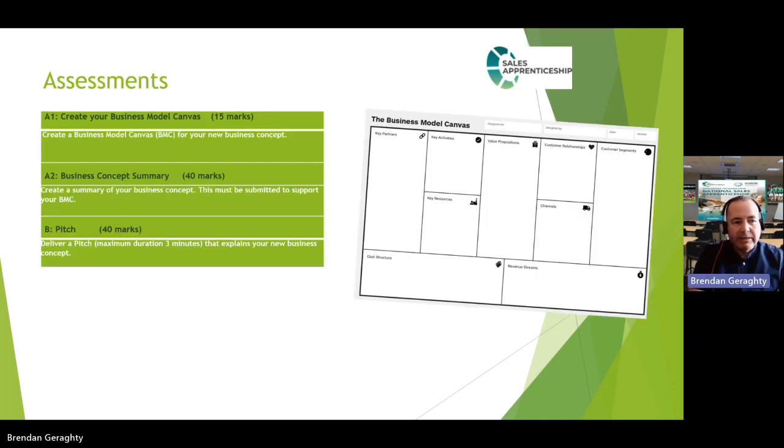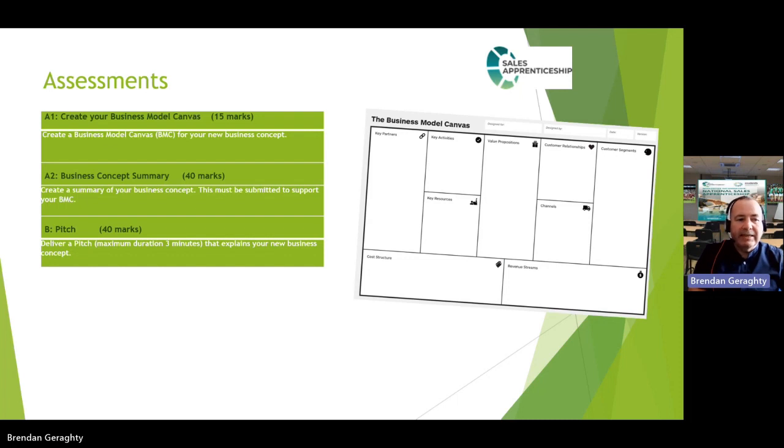Finally, assessments, and the assessments are broken down into 3 sections. Number 1, the apprentice is required to create a business model canvas. And again, there's a brief picture of one here outlining the various sections within the business model canvas. And again, for this, we ask the apprentice to look at an underperforming KPI within your organisation.